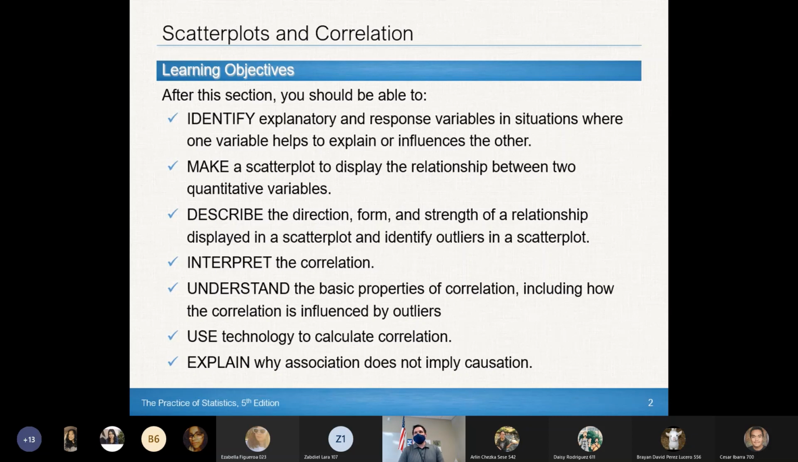Describe the direction, form, and strength of the relationship displayed in a scatterplot and identify outliers in a scatterplot. Interpret the correlation.